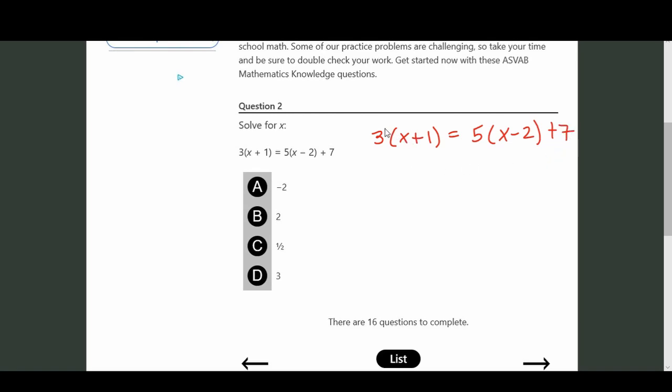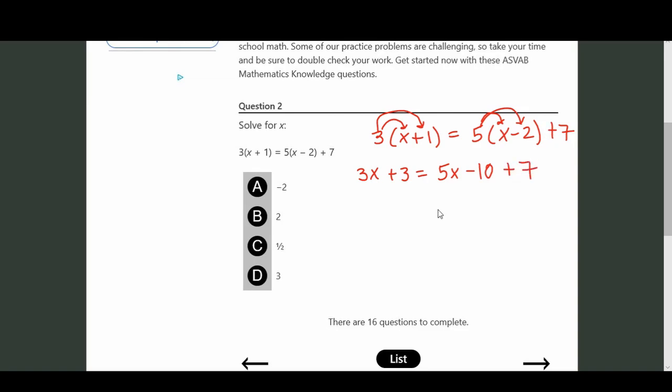So what I'm going to do is distribute this 3 to the x as well as to the 1. So 3 times x is 3x. 3 times 1 is just 3. And likewise, I'm going to do the same thing here. 5 times x, 5x. 5 times negative 2 is negative 10. And then just plus 7.